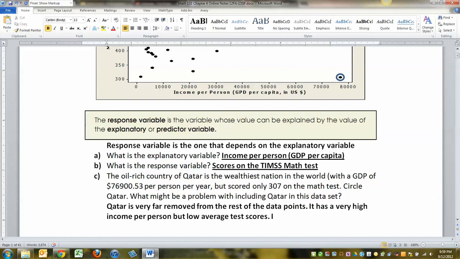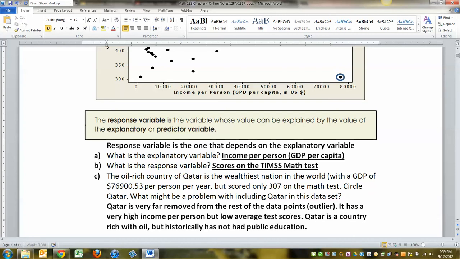Why would that be? Well, Qatar is a country rich with oil, but historically has not had a public education system, say, or a strong public education background, or something like that. How about that? I don't know that much about Qatar, but the other point of the matter is that it's an outlier. It's a very far removed outlier from the rest of the group.